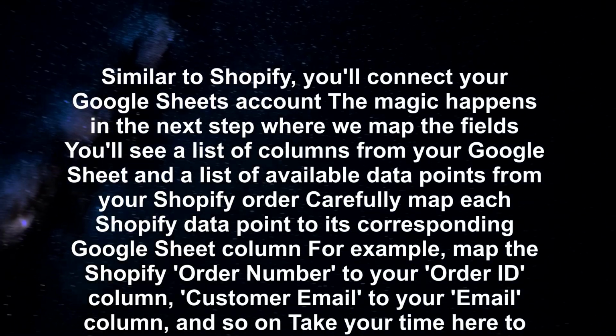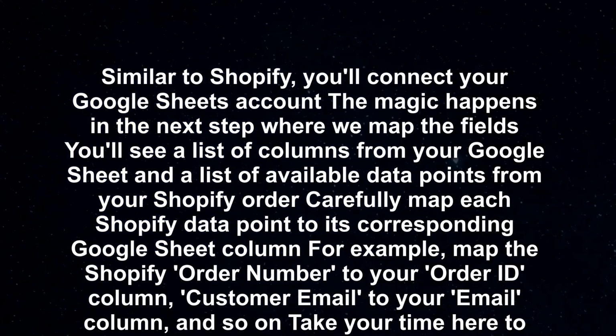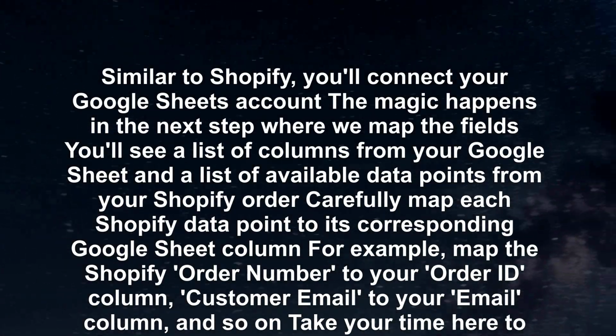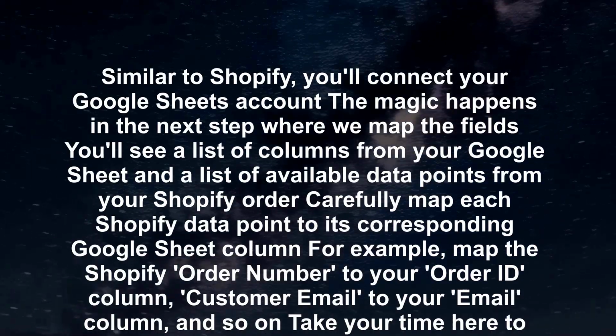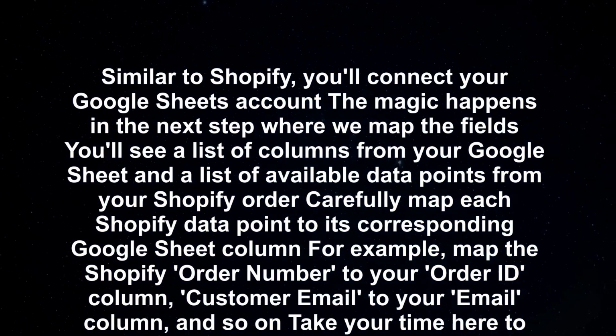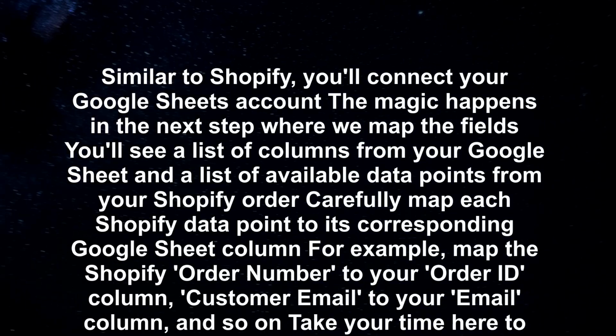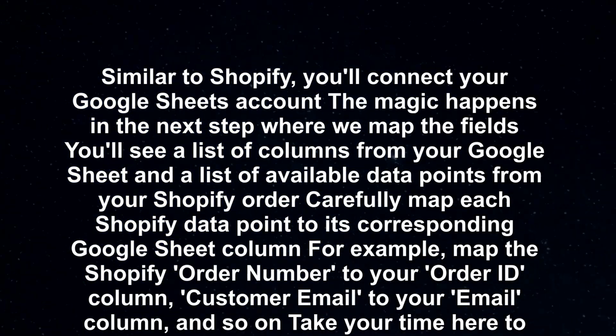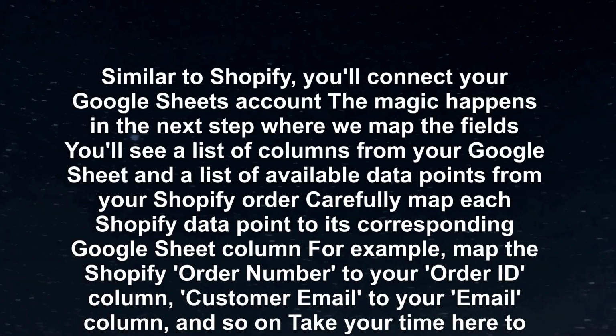The magic happens in the next step, where we map the fields. You'll see a list of columns from your Google Sheet and a list of available data points from your Shopify order. Carefully map each Shopify data point to its corresponding Google Sheet column. For example, map the Shopify order number to your order ID column, customer email to your email column, and so on. Take your time here to ensure accuracy.